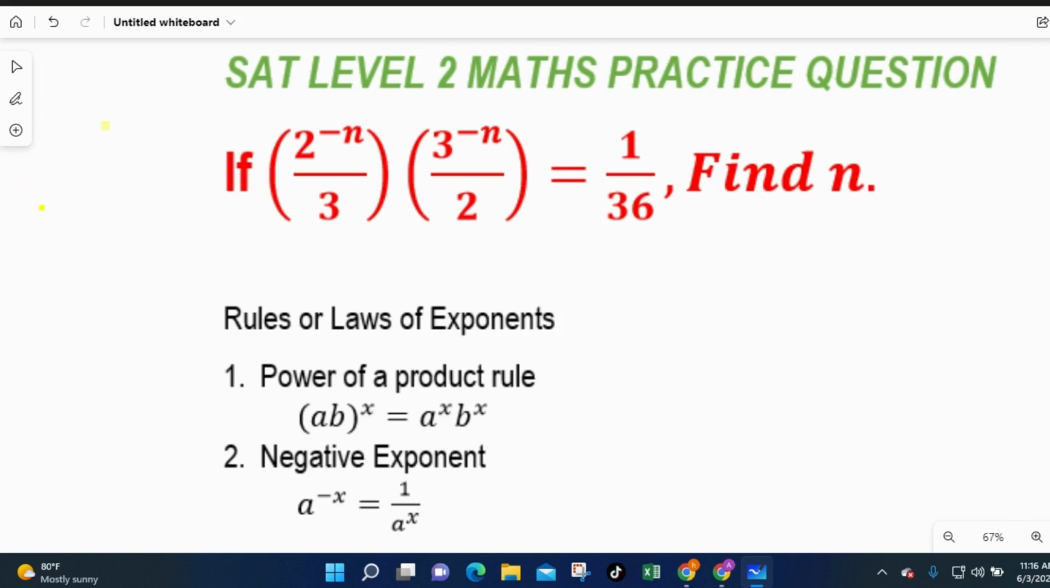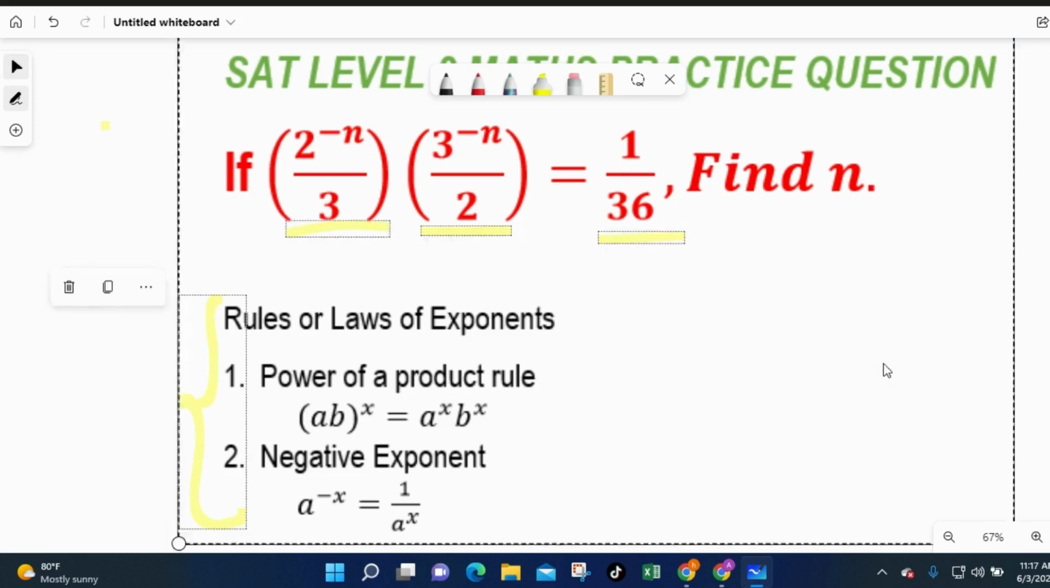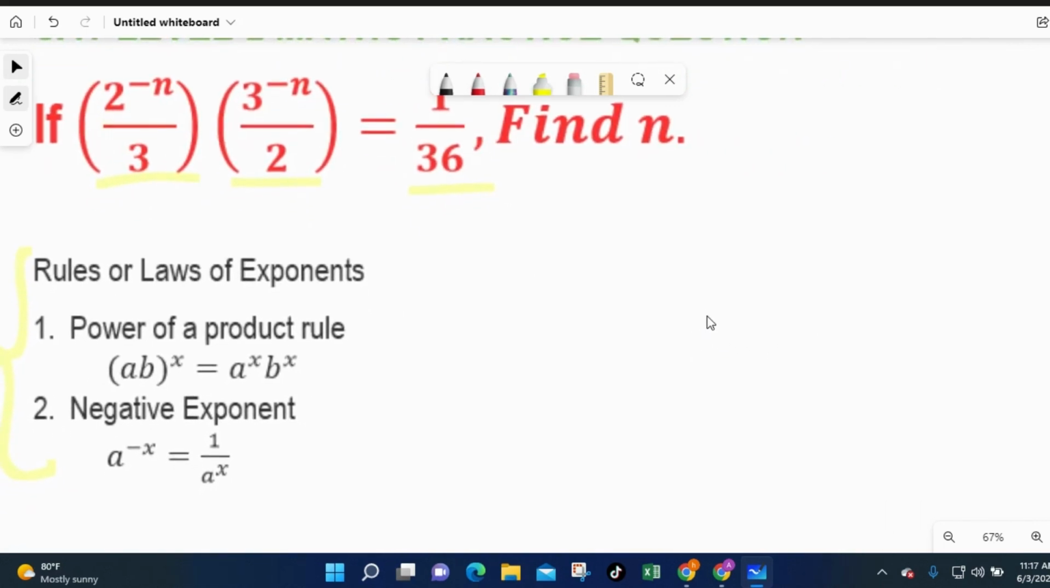And it says, if 2 raised to power minus n over 3 is multiplied by 3 raised to power minus n over 2 and is equal to this, find n. So we're going to look for how we are going to do that. Given here are two rules I slotted out. These two rules will help us go about solving this question without much stress. So you are going to see how we apply these two rules in solving this question. Now let's see how we go about the solutions to this question.